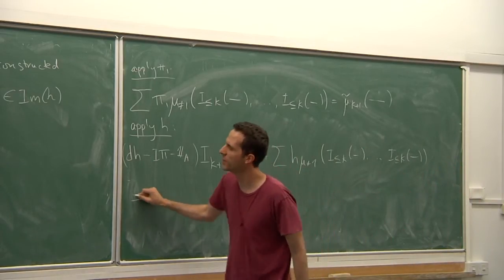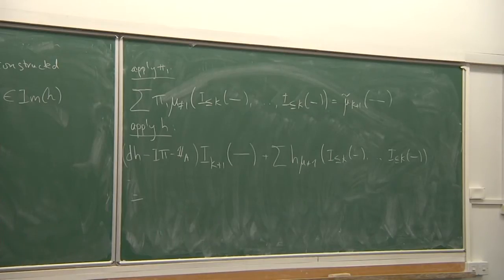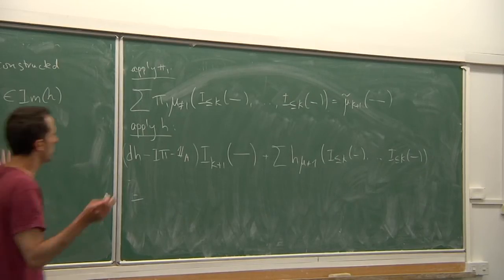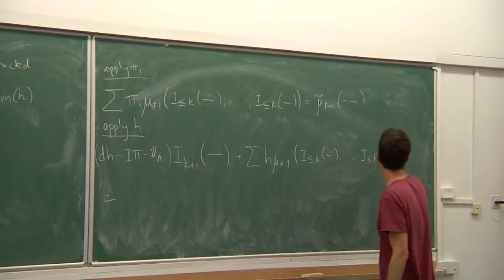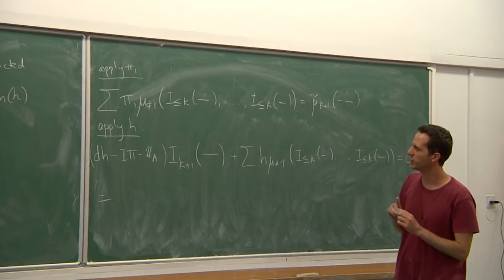And on the other side of the equation, what do we get? Well, we apply h to I1. That is 0 by one of the assumptions on the linear part. We apply h, and when we apply h to this, it also vanishes because h squared equals 0. That was another assumption. So that's really the end of this relation. But let's simplify just a little bit more.